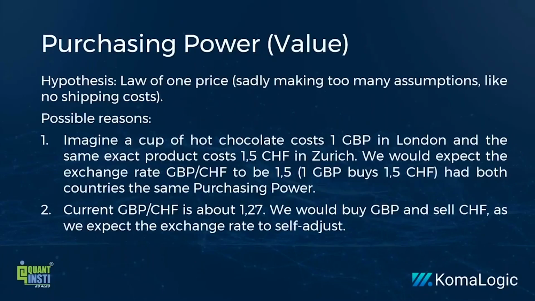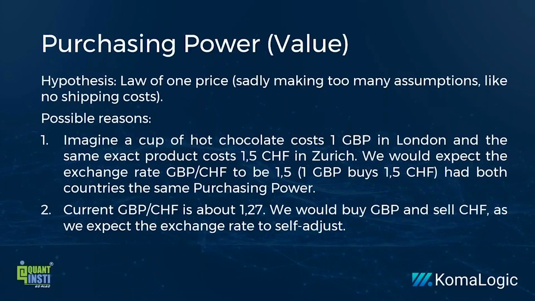Okay, so the next one, the value factor. Here, the hypothesis is based on the law of one price, and this is sadly making too many assumptions, like, for example, there's no shipping cost, and I'll be explaining why this happens. Okay, this hypothesis, how does it work? So imagine that you are in London and you, I don't know, you like chocolate and you buy a cup of hot chocolate, which costs you £1 sterling.